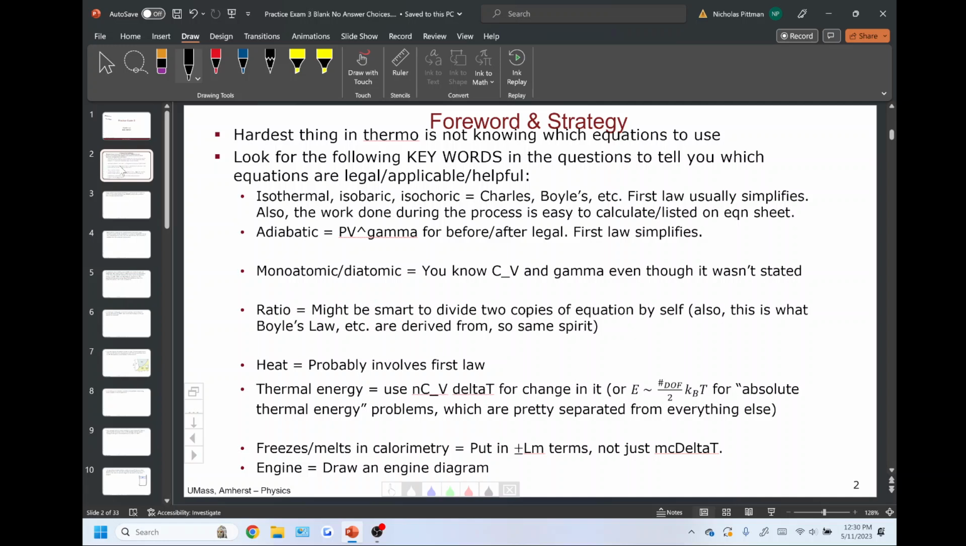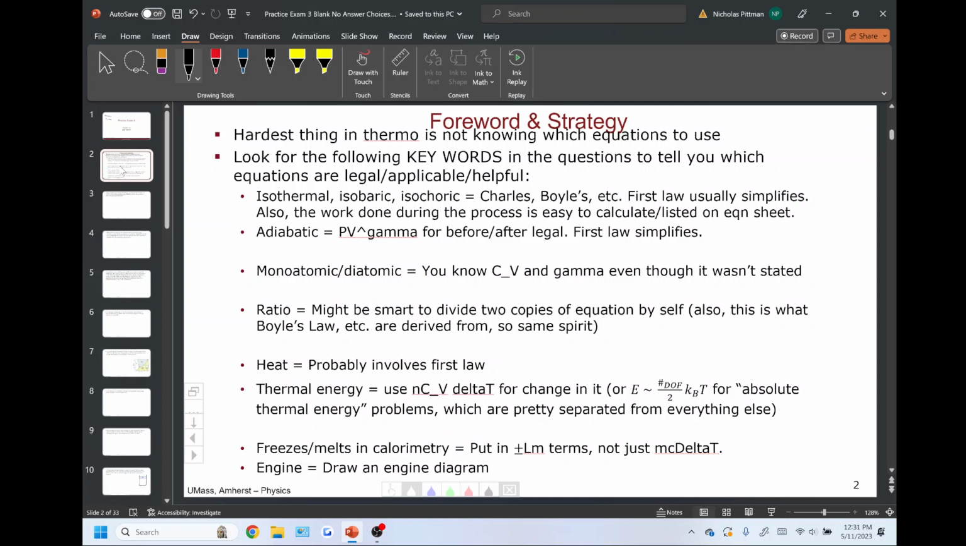If a question talks about heat, it almost certainly is going to involve the first law, if it's not a calorimetry problem, which is sort of the first law anyways. So you probably are going to want to use the first law to find the heat in a process, although there are some shortcuts. For thermal energy, or the change in thermal energy, you want to use either MC delta T or N capital C delta T for the change in thermal energy.